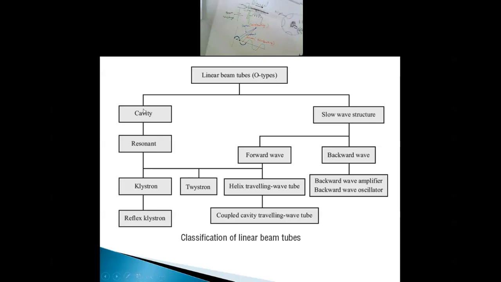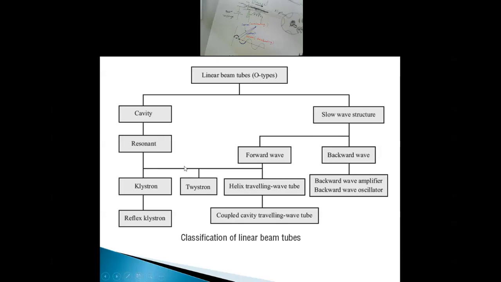It has a cavity here, and the cavity is called a resonance structure, and that's why they are of the type klystron and reflex klystron. Then the ones using a non-resonance structure, that is the helix wave tube, or a slow wave structure, come under the category of the TWT, or the backward wave oscillator or backward wave klystron.